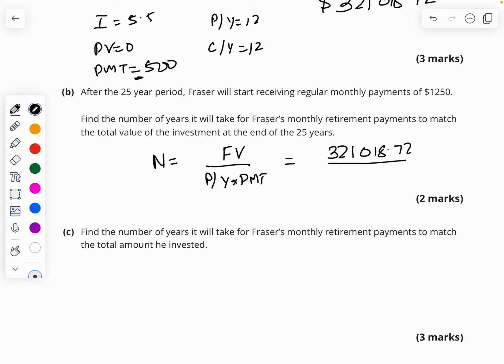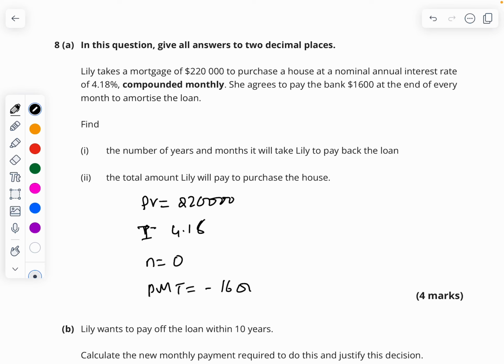Lily takes a mortgage loan for 220,000. So PV equals 220,000, at an interest rate I equals 4.18, with payments at the end of every month. Find the number of years and months it will take to pay. So N is what we have to calculate, and PMT is minus 1,600. Then the future value is 0, and P upon Y and C upon Y are both 12. Calculate, and you should get the value of N as 187.48.